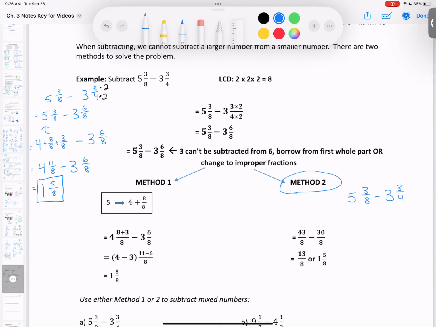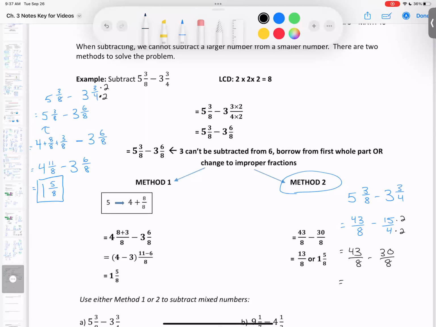So let's first convert to improper fractions. So that's going to give us what? 43 over 8. Okay, remember to do the boomerang there. Minus, so 4 times 3 plus 3, so 12 plus 3 is 15, so 15 over 4. Now I need my common denominator, so I'm going to multiply the second fraction by 2 over 2. And so I get 43 over 8 minus 30 over 8.